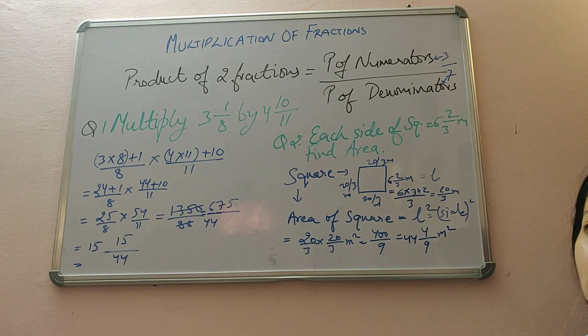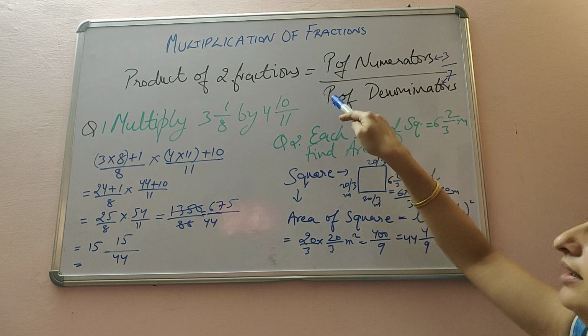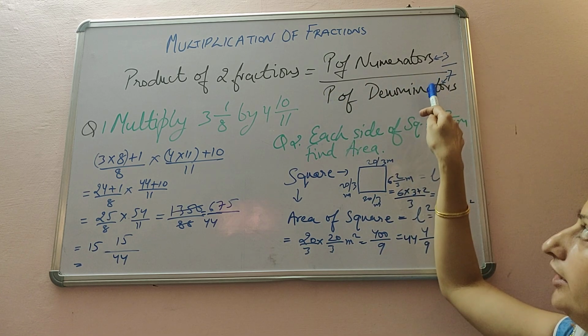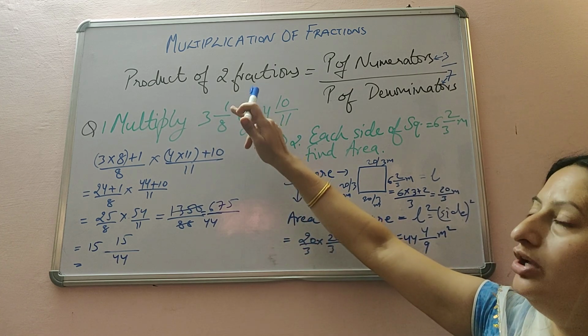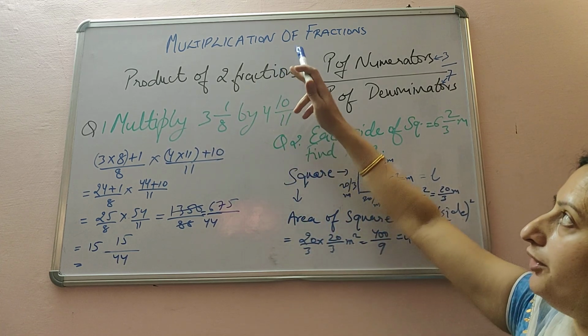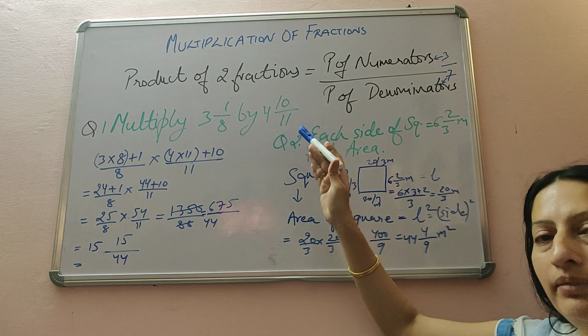So I hope the product of two fractions is clear to you, that is the product of numerators divided by the product of denominators. So you can do more sums which are related to fractions, the product of fractions, and I will deal with more sums in my other videos.